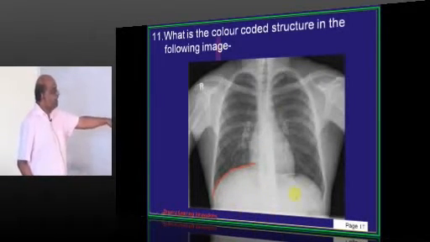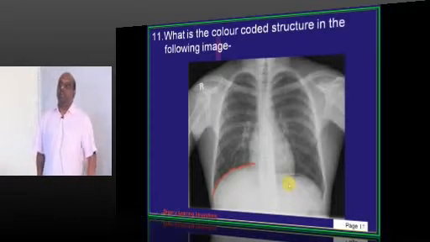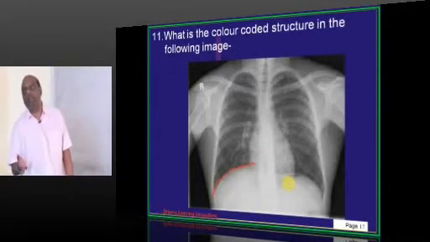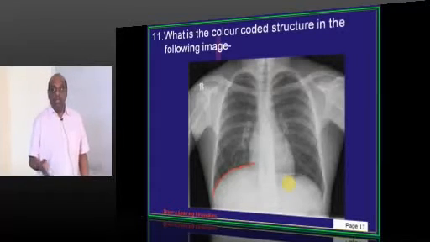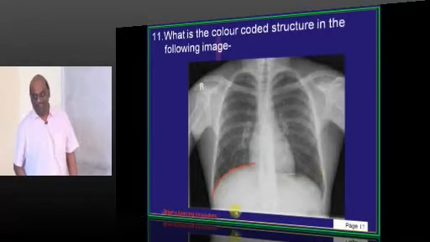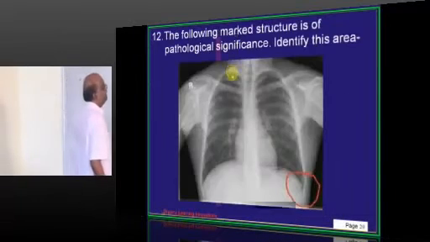Always you should see the level of the two hemidiaphragms. Any unilateral elevation of the hemidiaphragm on the right side means there is a subdiaphragmatic pathology like liver abscess, or there can be a supradiaphragmatic pathology like atelectasis of lung. So that's the reason you need to be doubly sure.